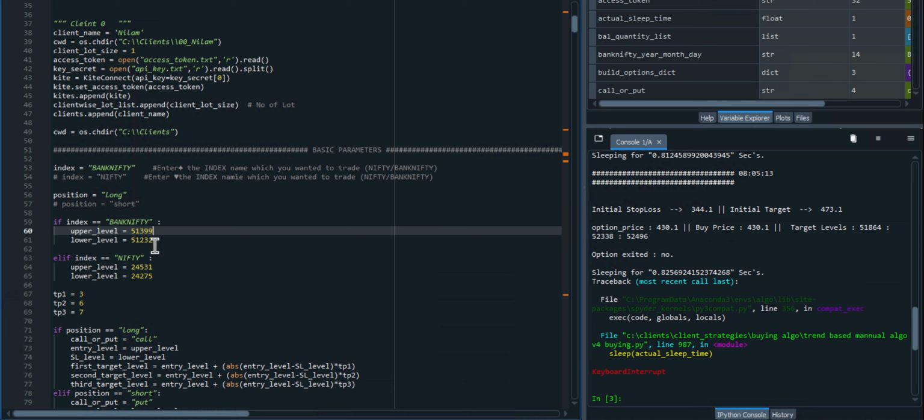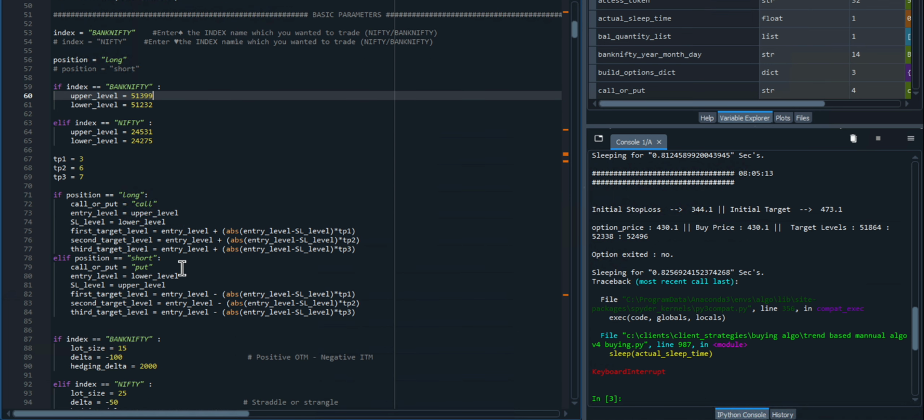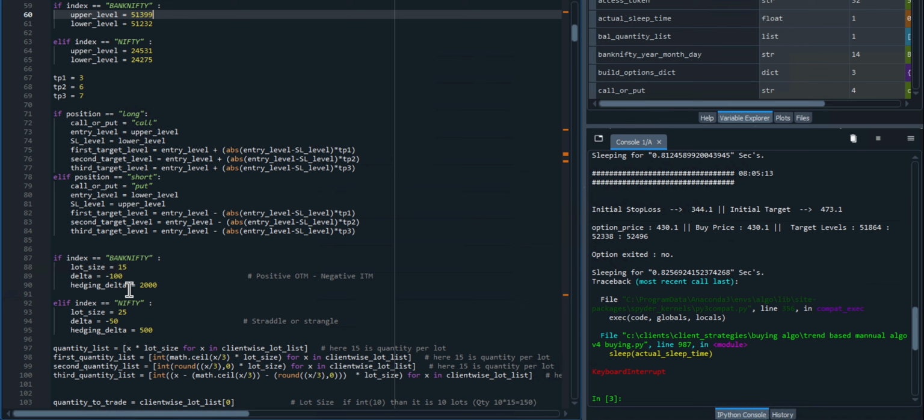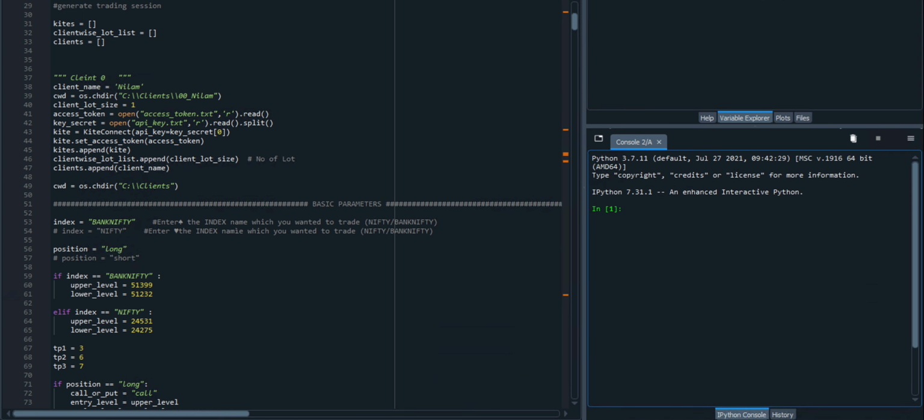So I got my entry, and I want to take the entry straight away. Now let me show you the parameters for this entry one by one. I'm going to take negative, meaning in the money, and for Bank Nifty the lot size is 15. I'm going to take one lot for now. So let me start the algo.